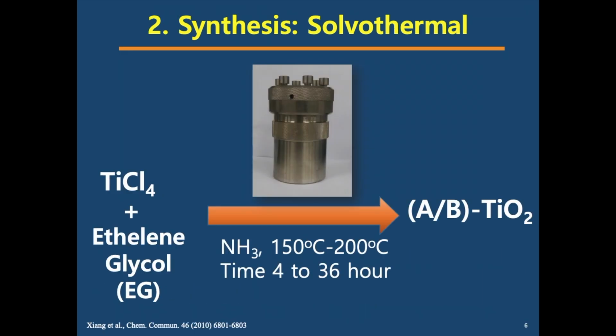Let me introduce our approach to produce B phase and anatase heterostructure materials by a one-pot process using a thermal method. You need only two chemicals to produce this kind of structure: titanium chloride and ethylene glycol. By controlling the reaction temperature and reaction duration, you will get anatase and B phase heterostructures without any post-treatment.